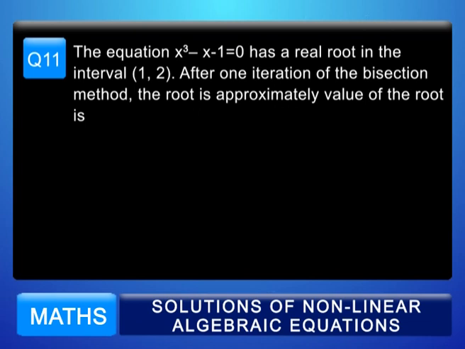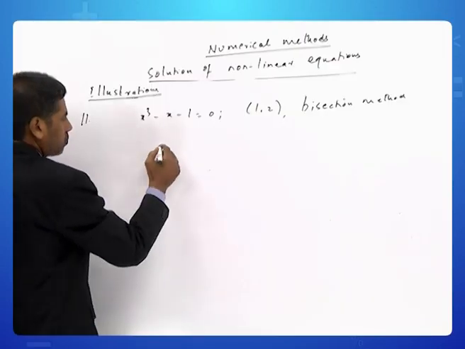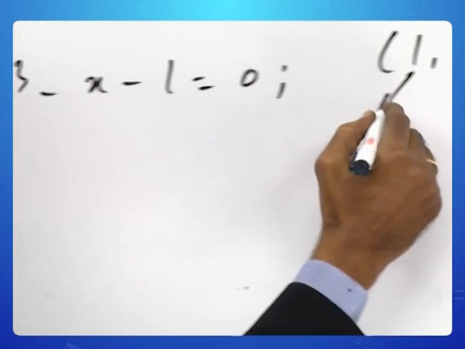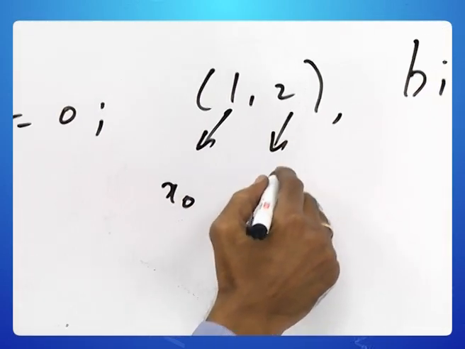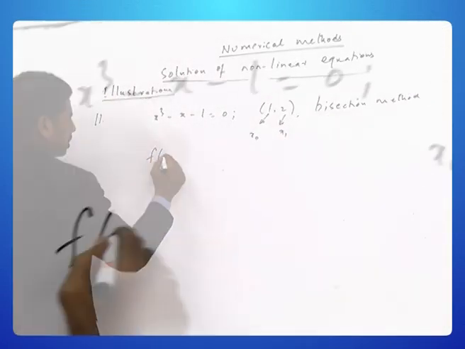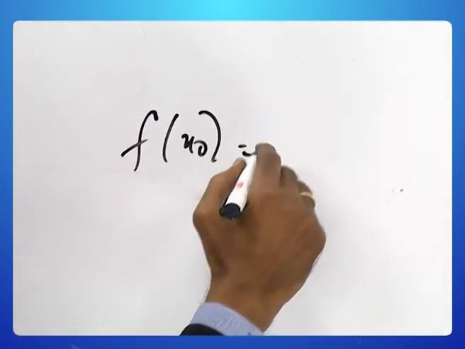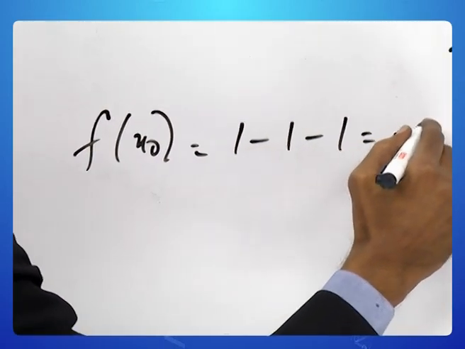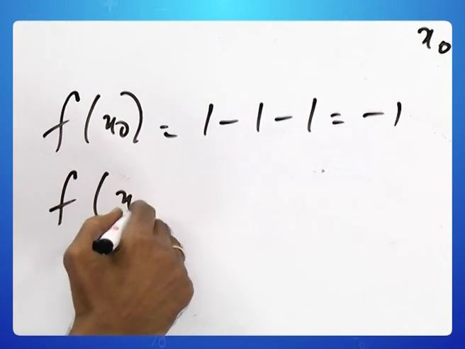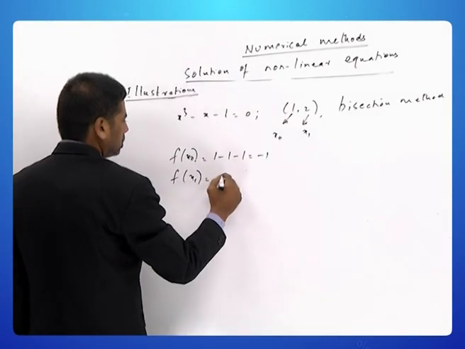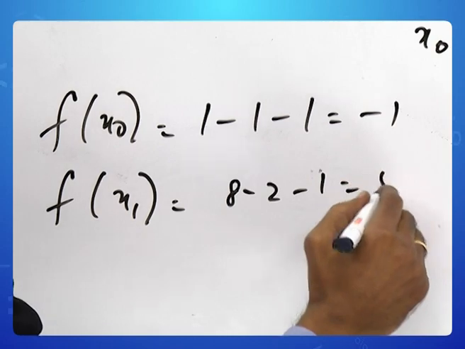Question number 11. The equation x cube minus x minus 1 is equal to 0 has a real root in the interval (1, 2). After one iteration of the bisection method, the root is approximately. There are 4 options. Let us see which one is correct. Anyway, just for the sake of testing, this is x0, this is x1, let us see what is f(x0). It is 1 minus 1 minus 1, so it is minus 1. f(x1) is 8 minus 2 minus 1, which is 5.